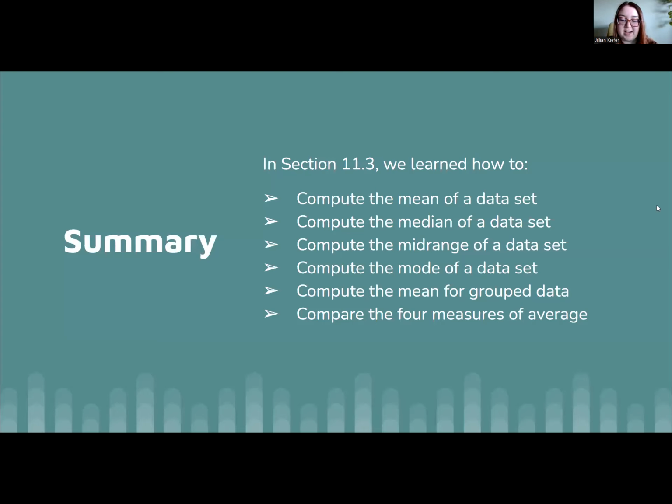All right, and that wraps up our section. So in section 11.3, we learned how to compute the mean of a data set, compute the median of a data set, the mid-range and mode of a data set, compute the mean for a grouped data set, and compare the four measures of average together. So that wraps up section 11.3, and I'll see you in the next one.